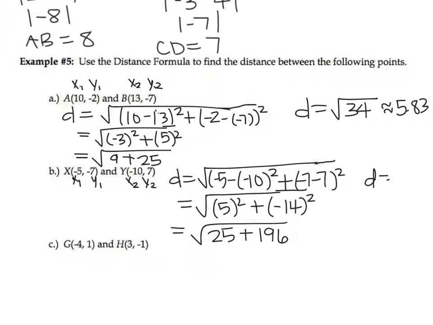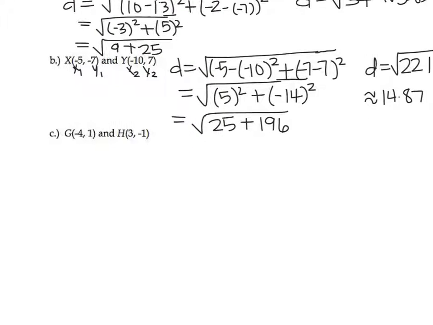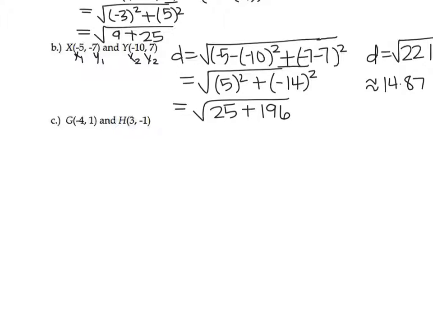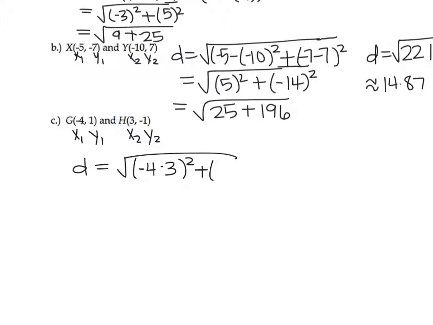So we get the distance equals the square root of 221, which is about 14.87. And then our last example is the distance between G at (-4, 1) and H at (3, -1). So we have x1, y1, x2, y2. So the distance is going to equal -4 minus 3 squared plus 1 minus -1 squared.